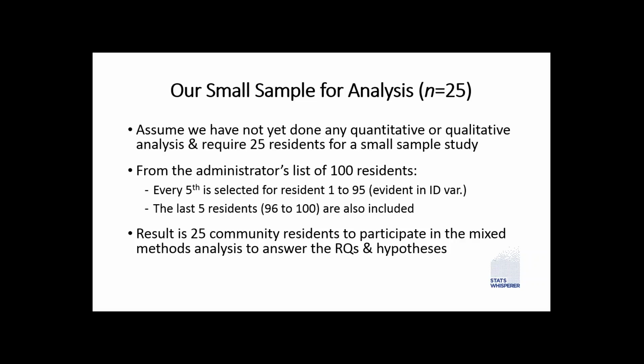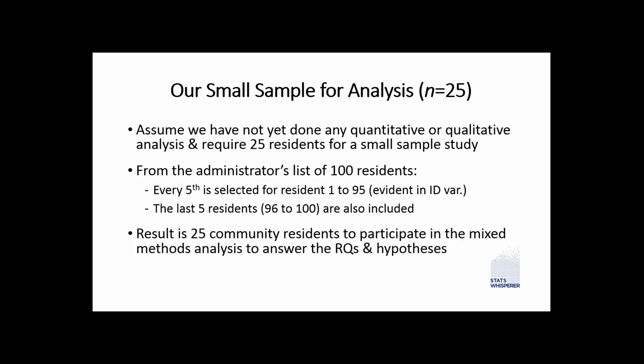From the administrator's list of 100 residents, we take every fifth and then the last 5. Now, if you look in the SPSS database at the variable ID, you'll see every fifth resident has been selected, and then the last 5. So that's where we have our 25 cases for analysis. And so the result is we have 25 community residents to participate in our mixed methods analysis to answer our research questions and our hypothesis.